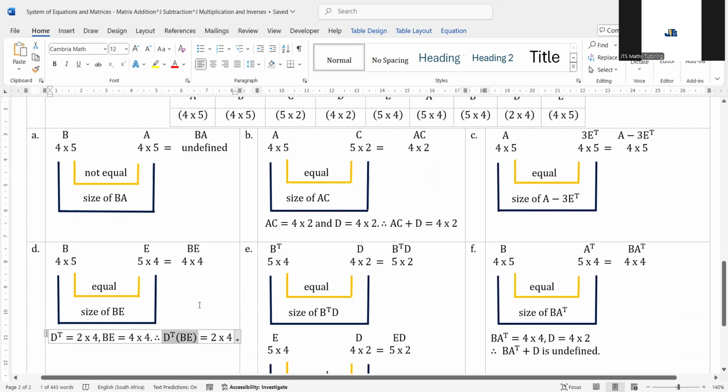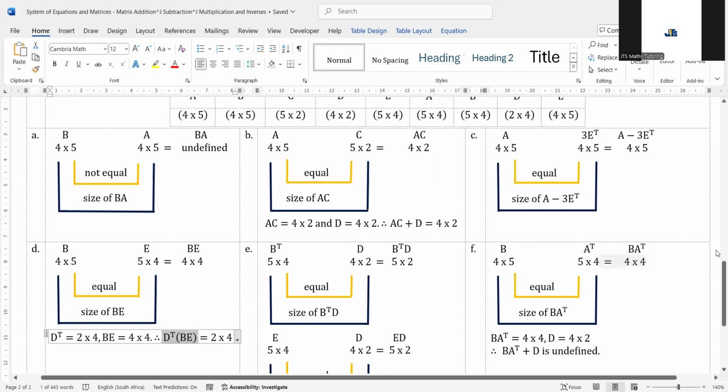Right. So I started with BE here. B is a 4x5. E is a 5x4. So you can tell that the number of columns in B is equal to the number of rows in E. So BE is defined, and the resulting matrix is 4x4. Remember, D is a 4x2. So D transpose is a 2x4. And here you can tell the number of columns in D transpose is equal to the number of rows in BE. So that is defined, and the resulting matrix is a 2x4.